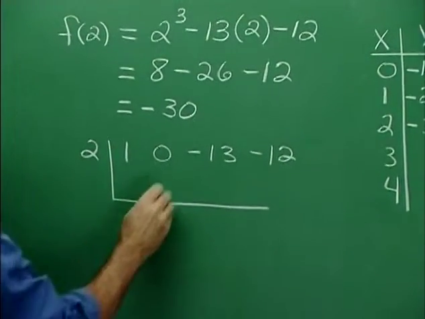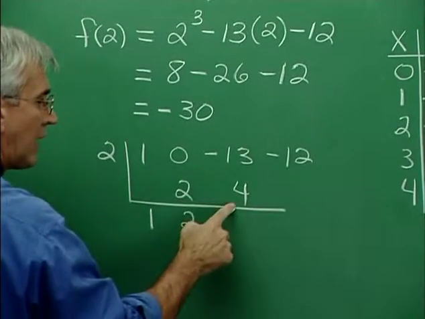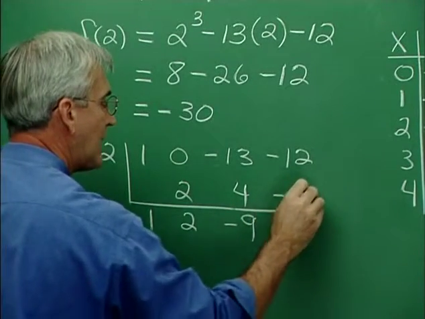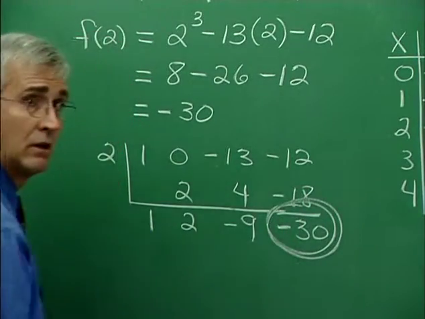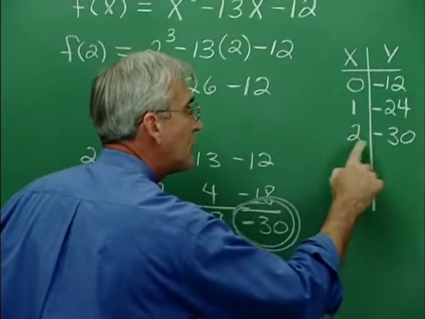Bring down the 1. 2 times 1, 2. Together here, 2. 2 times 2, 4. Together here, negative 13 with 4 is negative 9. 2 times negative 9, negative 18. Together, negative 30. Negative 30 turns out to be f of 2. So f of 2, negative 30.